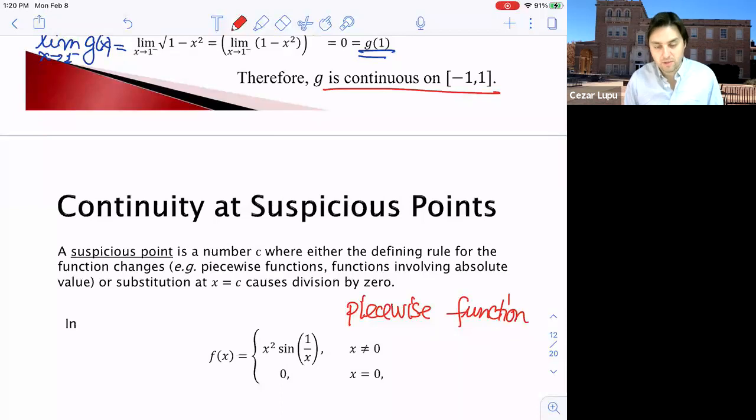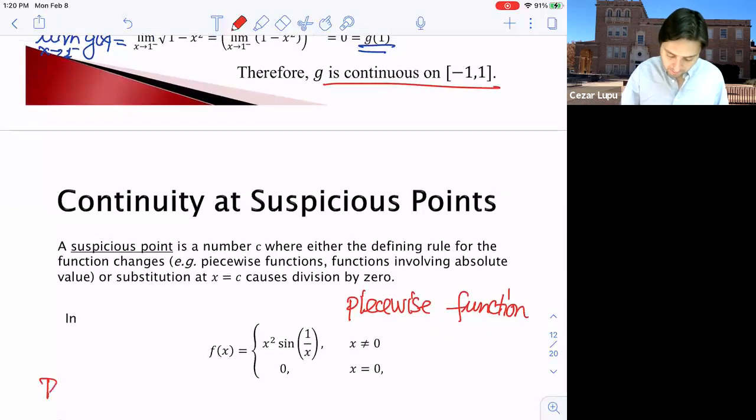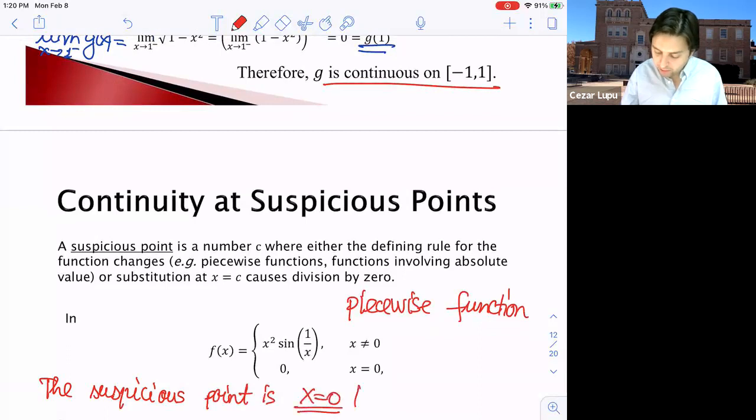So we need to take care of 0. So let's just write this. So the suspicious point is x equals 0. That's what we need to take care of. And okay, so this is a suspicious point. So, if I would like to talk about continuity at this point, what do you think? What does your intuition say? Do you think the function will be continuous at this point or not?